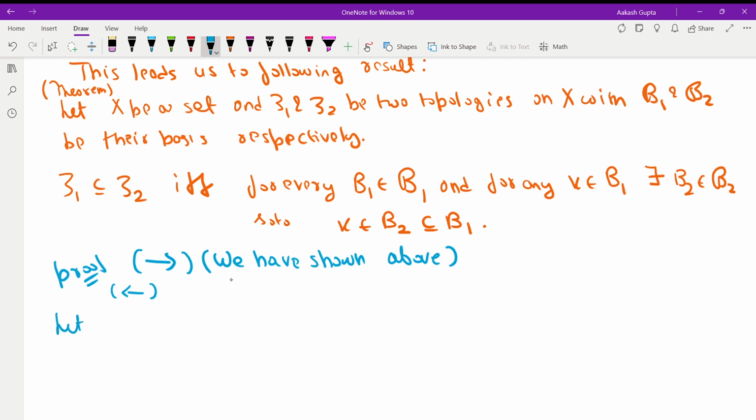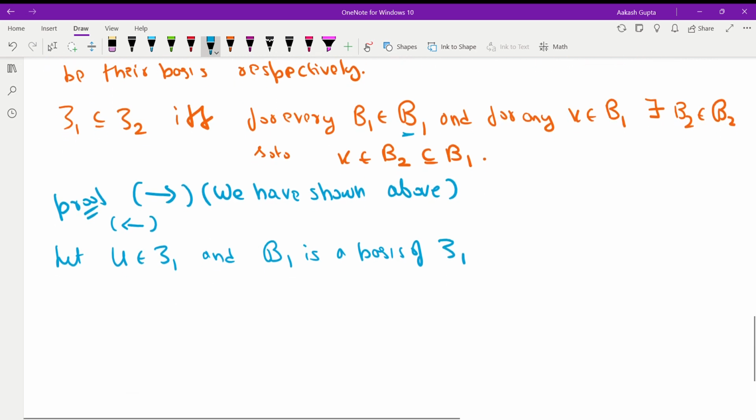So begin with an open set in tau1. Let U belong to tau1. And we know that B1 is a basis of tau1. Basically, somehow I have to use the statement for every basic open set in tau1. So somehow I have to go to B1. That's what I'm trying to do. So I have taken an arbitrary open set, a member of tau1.